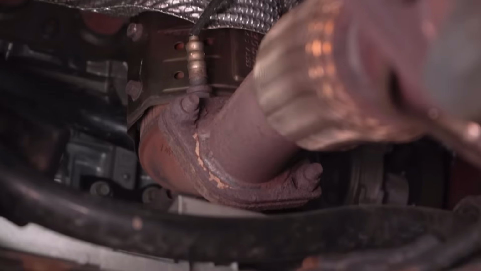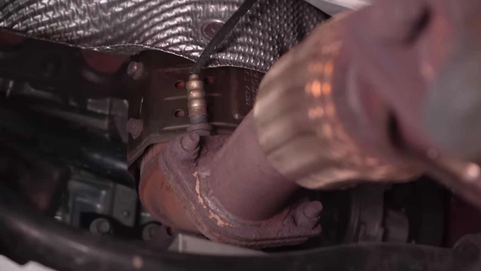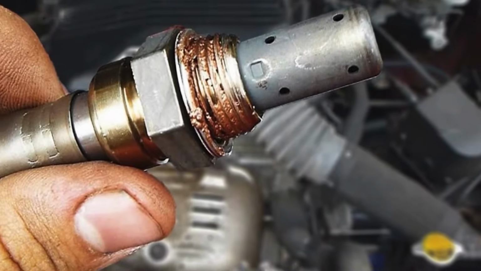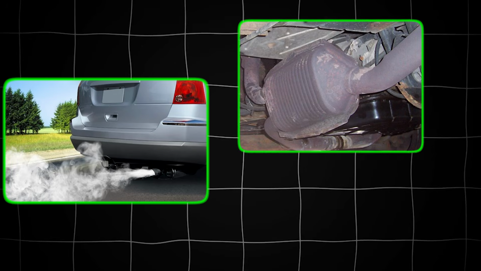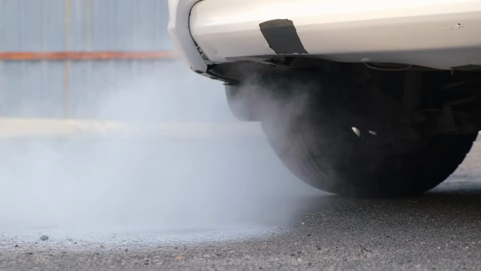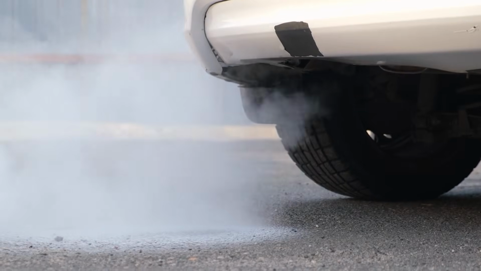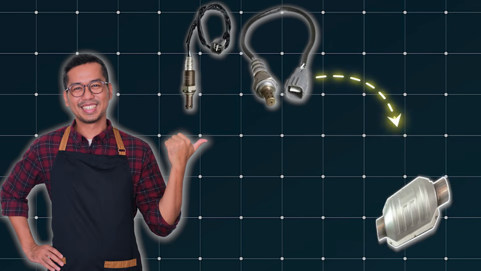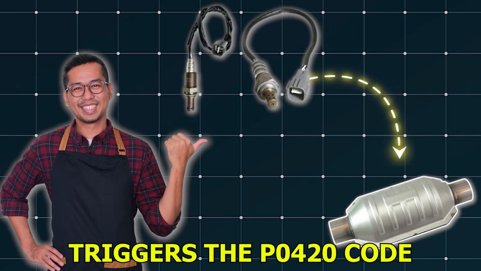The efficiency of the catalytic converter is monitored by both upstream and downstream oxygen sensors. The upstream sensor measures the amount of oxygen in the exhaust gases before they enter the converter, while the downstream sensor checks the oxygen levels after the gases have passed through. If there is a significant discrepancy between the readings of these two sensors, it triggers the P0420 code.